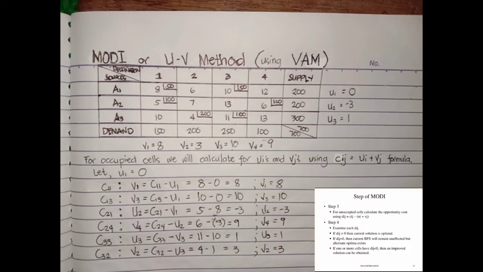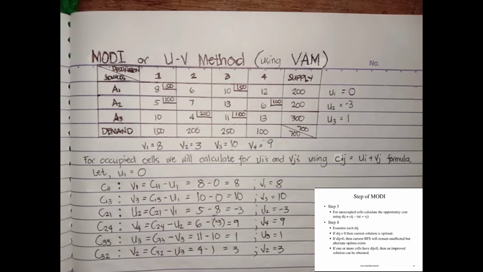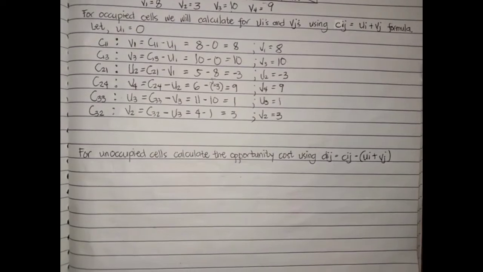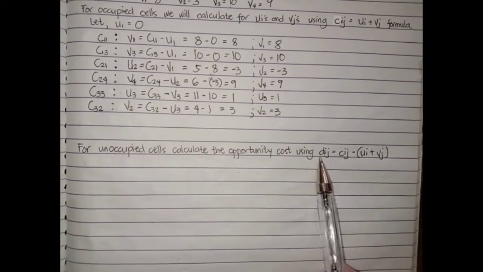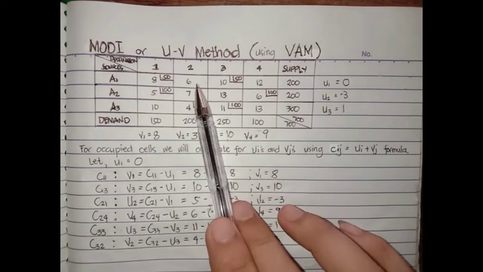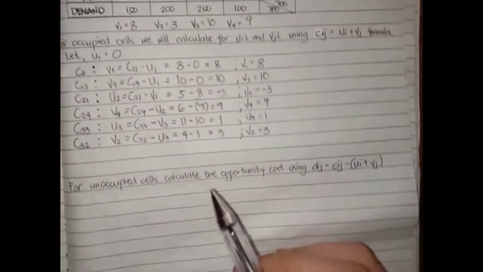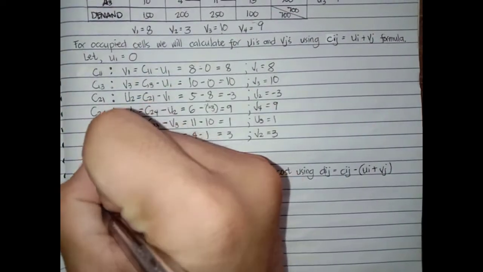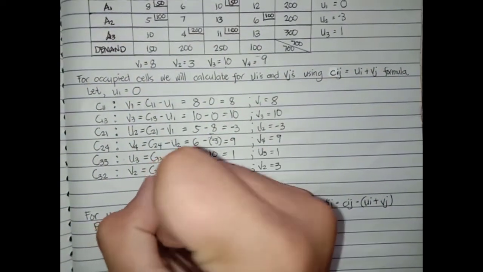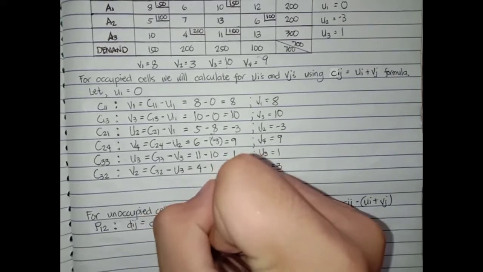Next step, step 3: for unoccupied cells, calculate the opportunity cost using Dij is equal to Cij minus (Ui plus Vj). We will start with row 1 and column 2, so it's P12. Using the formula, Dij is equal to Cij minus (Ui plus Vj).